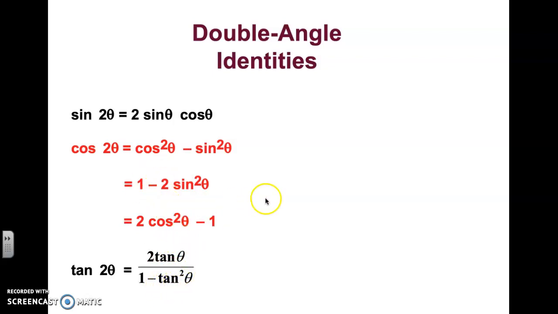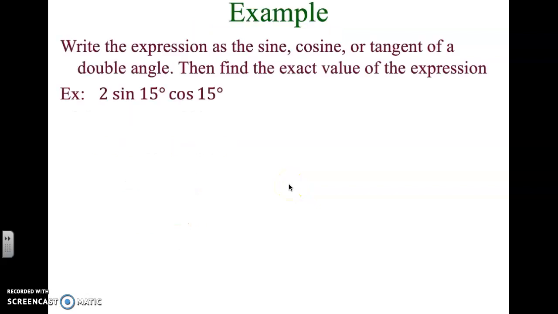Theta, remember, is the angle. That's all what the theta means. That could be an x, that could be a y. Alpha, that's just the angle. How do we use this? All right, let's use them.